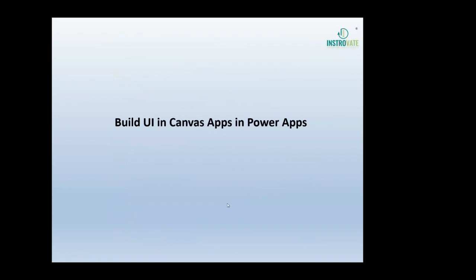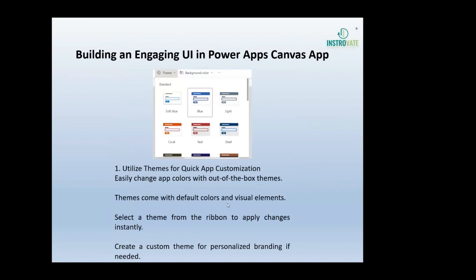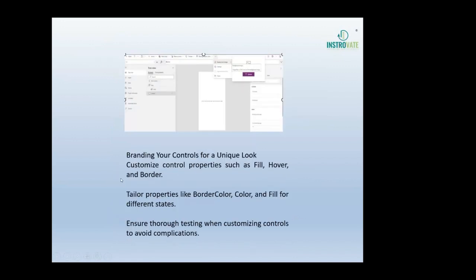Now, building the user interface in a Canvas app. As I explained, you can select a theme option, a predefined theme, and from there you can create the application. Branding your control for a unique look: customized control properties, you can customize properties like fill, hover, border color, everything.